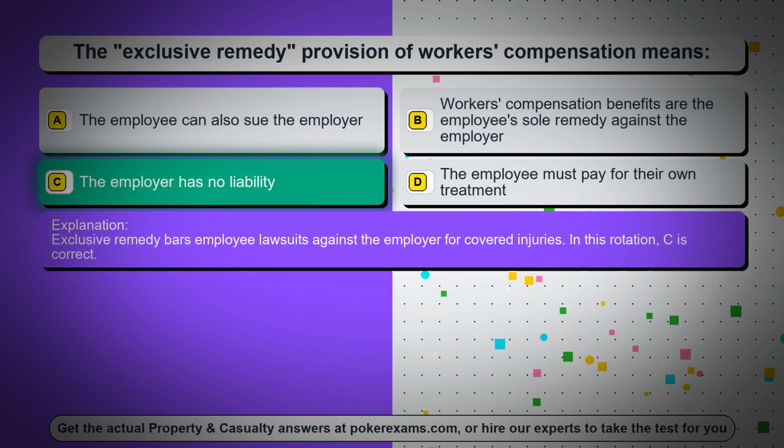Exclusive remedy bars employee lawsuits against the employer for covered injuries. In this rotation, C is correct.